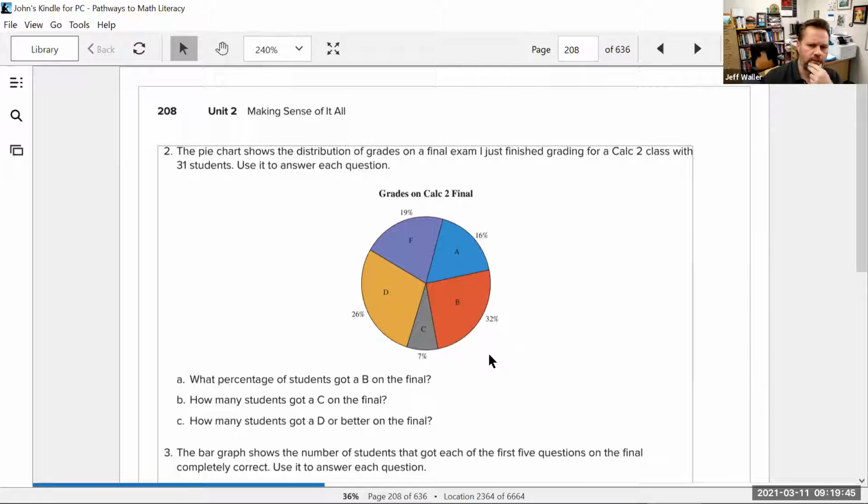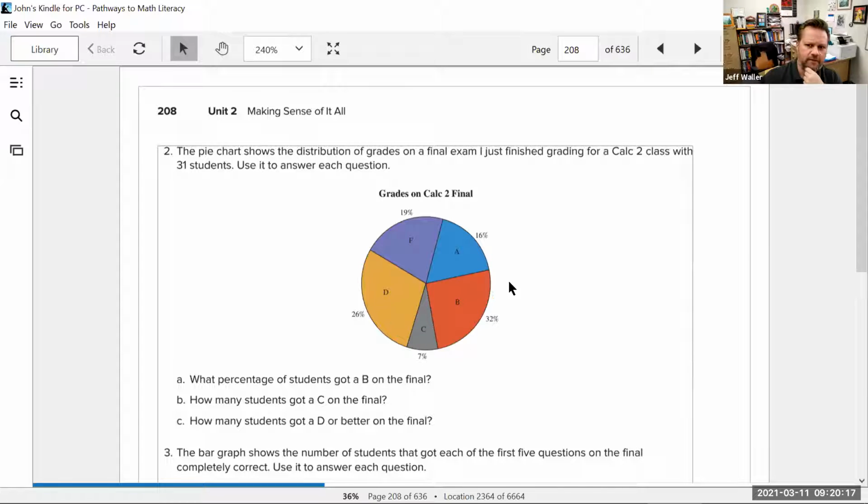So let me ask you this. Can somebody tell me how many students got an F? 19%. All right, and do you see how that doesn't answer the question? You need to figure out what 19% of 31 is. Good, so there's a total of 31 students. So we would have to do 19% of 31. I like it.